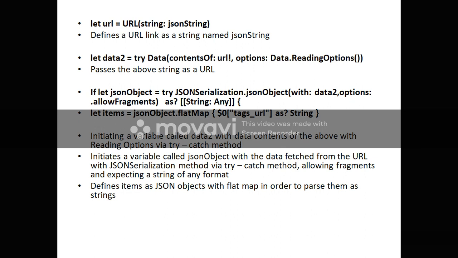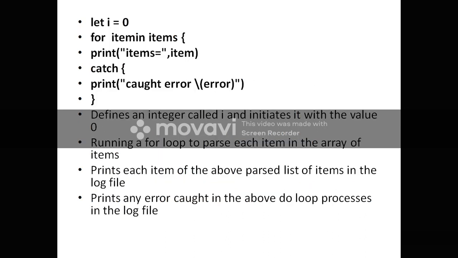The third code initiates a variable called data2 with data contents of the above with reading options via try catch method. It then initiates a variable called JSON object with the data fetched from the URL with JSON serialization method via try catch method, allowing fragments and expecting a string of any format. It defines items as JSON objects with flat map in order to pass them as strings.